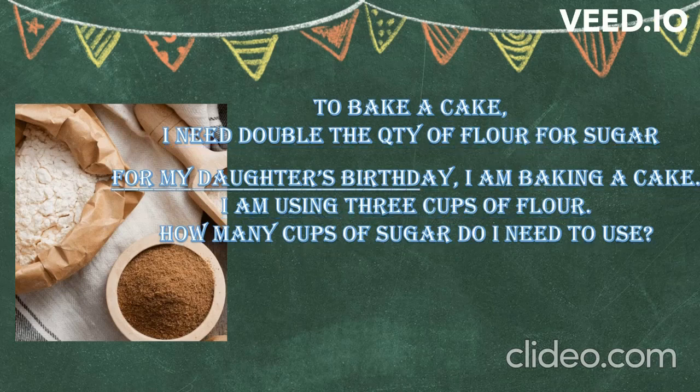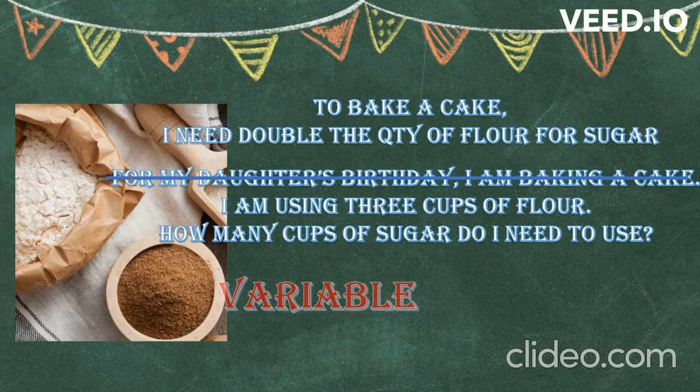Here, for my daughter's birthday, I'm baking a cake. This is not relevant to us. So let's strike this off and put this out of our sight, because some parts of the question are not relevant to the way we solve our problems. So let's put this aside. Okay, now how many cups of sugar do I need to use? We don't know this, so we have to use a variable to represent this.